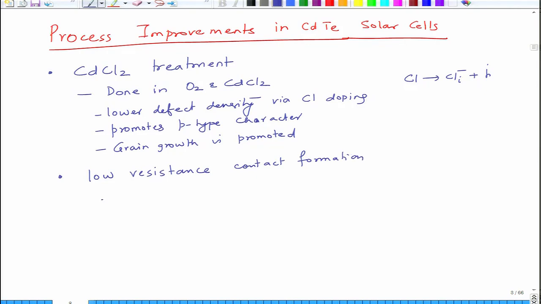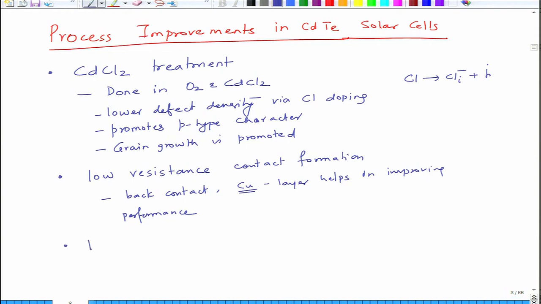So for example, you can have at the back contact, on the other side where you don't have glass, between the contact and CdTe, if you put a layer of copper, so the copper layer helps in improving performance. So, copper basically improves the back contact and improves the p-type conductivity.